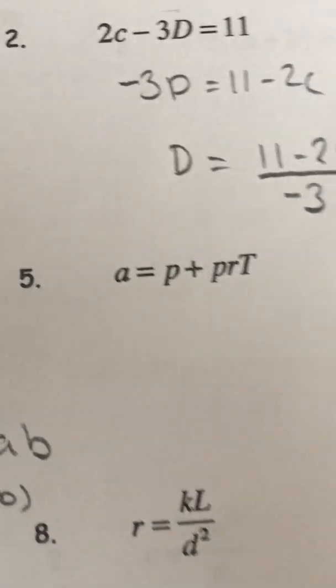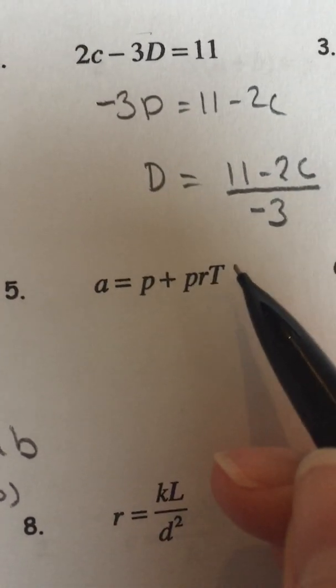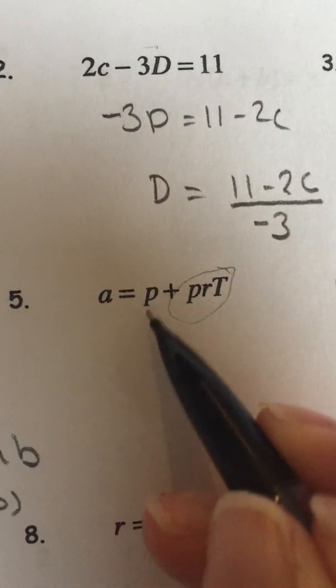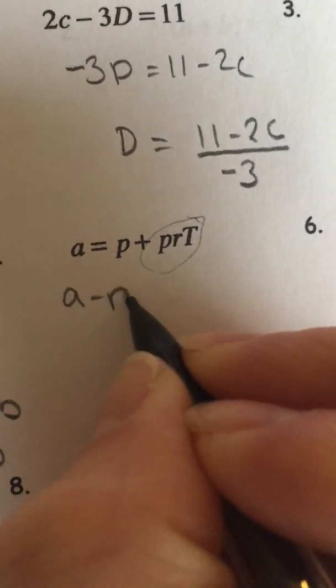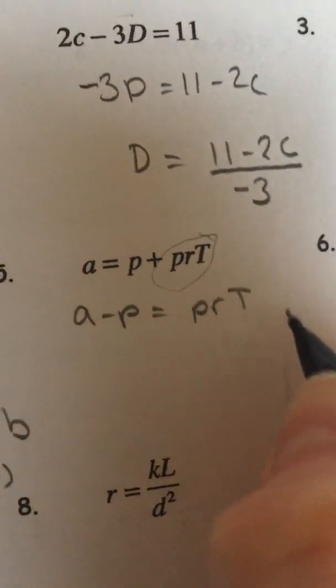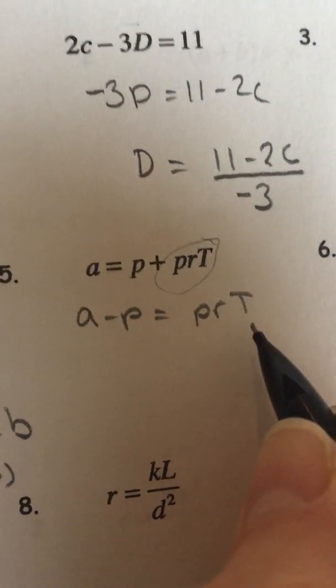Number 5. Okay, I need to get t. Now I've got to isolate this thing first by getting rid of the p, and then I can go after the t. So a minus p equals prt, and then I'm going to divide off the pr.